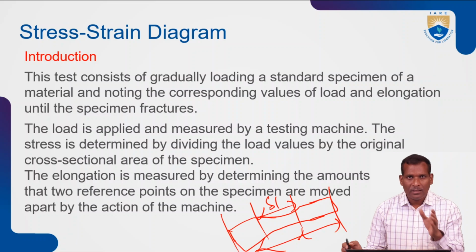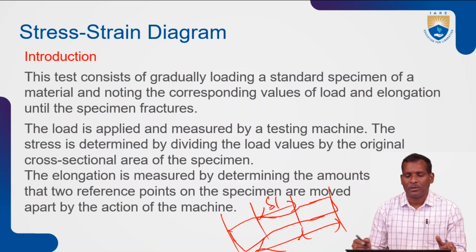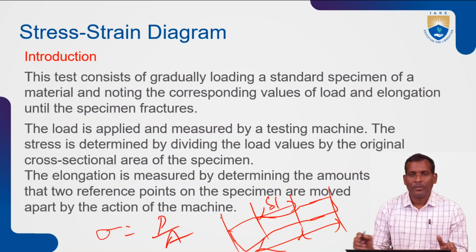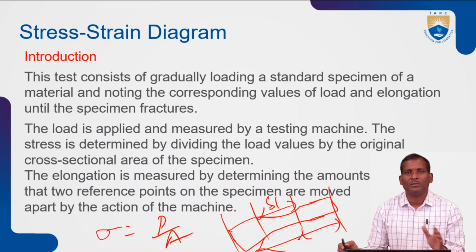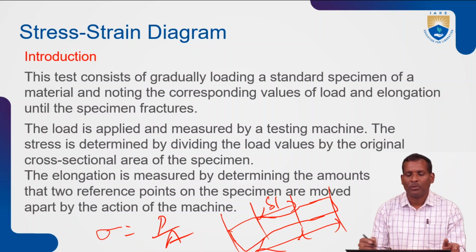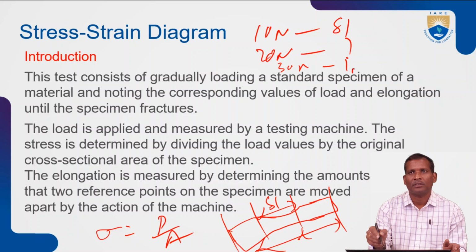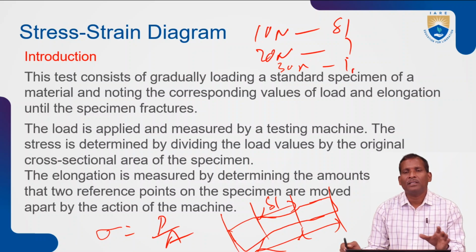The load is applied and measured by the testing machine. The stress is determined by dividing the load values by the original cross-section area of the specimen. So load upon area gives you the stress value. We gradually load a standard specimen and note the corresponding values of load and elongation. Suppose I apply 10 newtons, what is the elongation? 20 newtons, what is the elongation? 30 newtons, what is the elongation? Note it down until the specimen fractures.